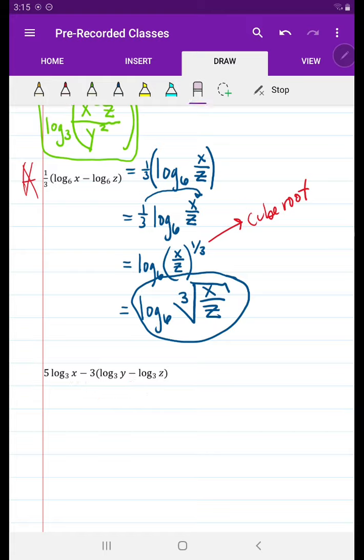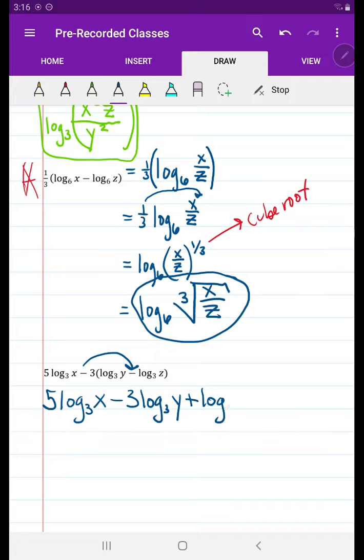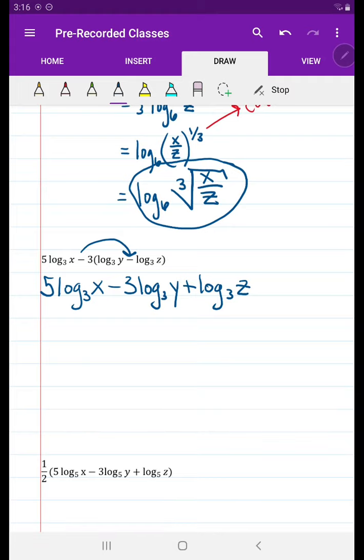Let's go ahead and distribute that negative first. If I distribute that negative, that'll flip that one to positive. So I'm going to have 5 log base 3 of x minus 3 log base 3 of y plus log base 3 of z. Oops, and you know what? That's a negative 3, so I should have a 3 in front right here. So this should be plus 3 log base 3 of z, because I distributed the whole negative 3. And I have a negative 3 in front of the middle one. That one was easy to handle.